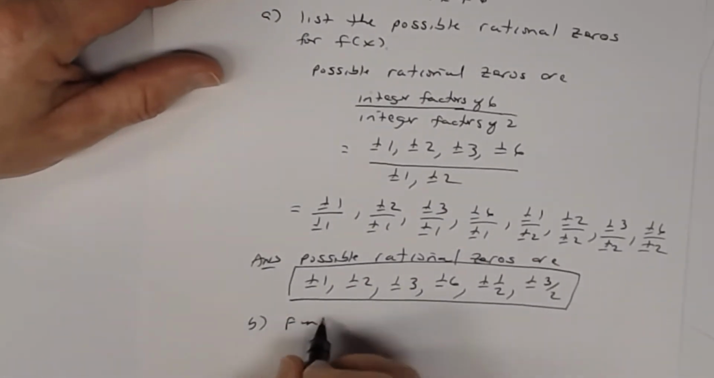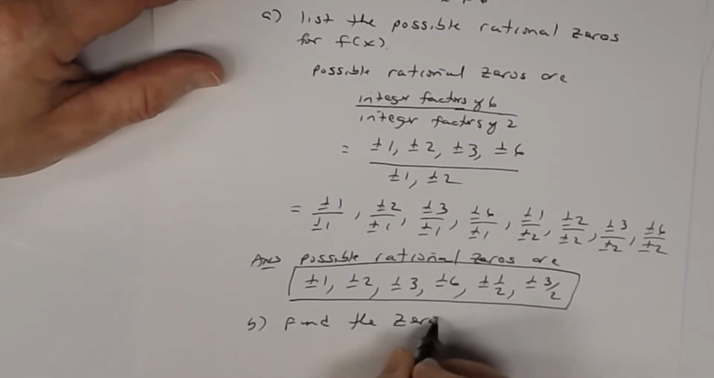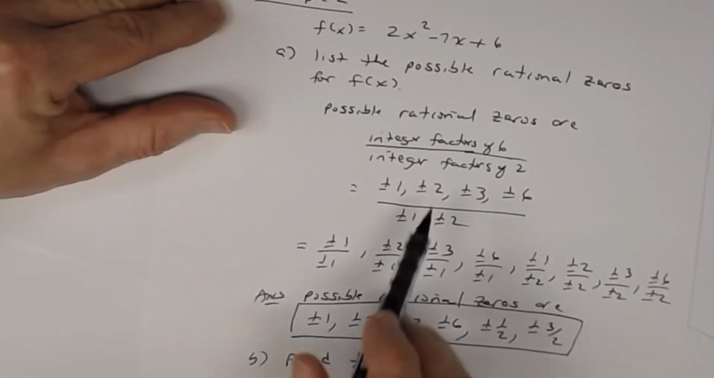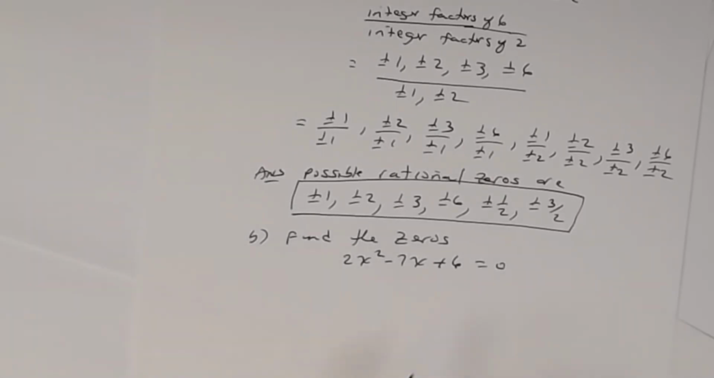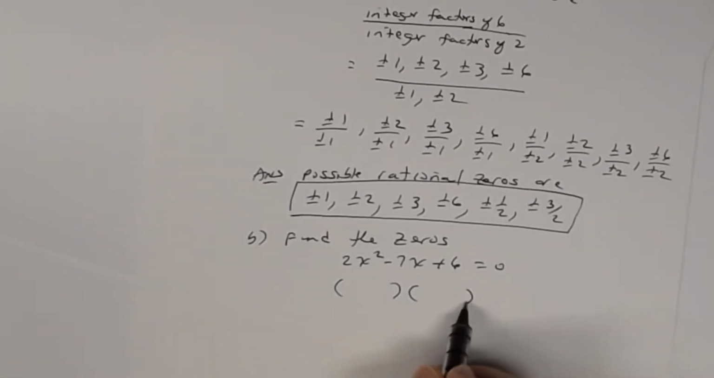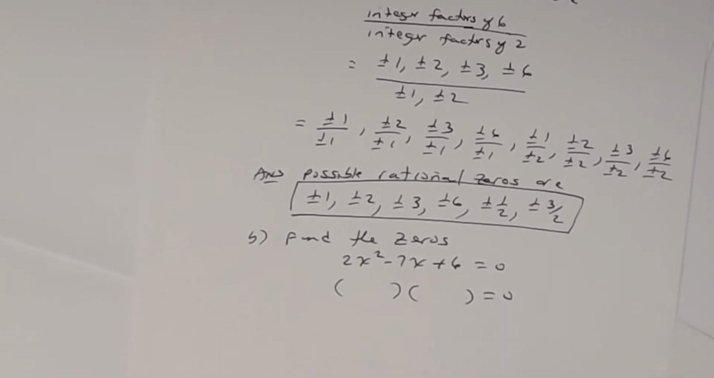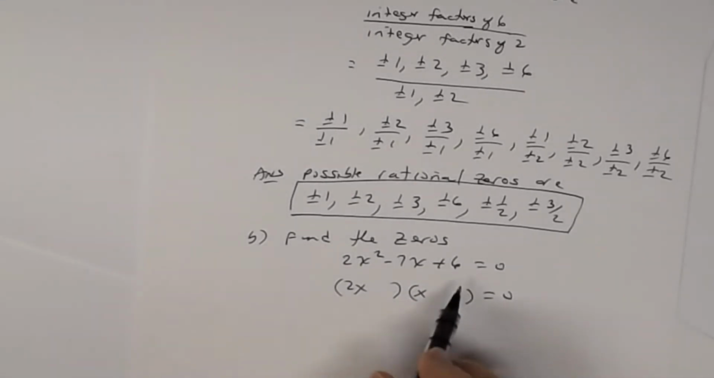So let's find the zeros. To find the zeros, remember you set this equal to 0. So we have 2x squared minus 7x plus 6 equals 0. And I made this problem to where it actually factors and you actually get rational zeros. So let's go ahead and factor this. When I factor this, I'm going to get 2x, x, and for 6, let's use 3 and 2. I'm just trying to make sure it works out.